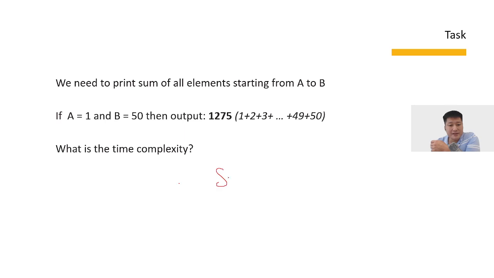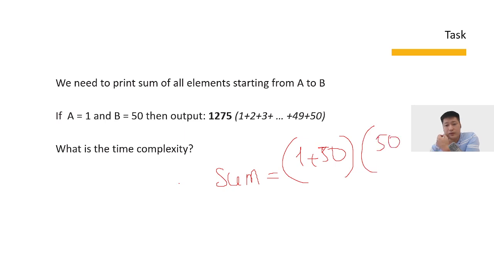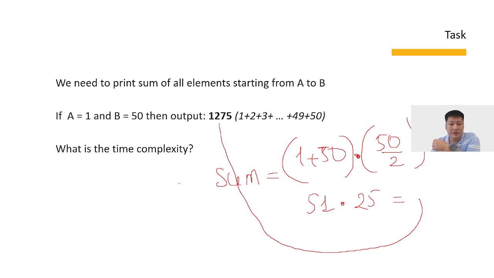A formula like this: let's say the sum from 1 to 50 is equal to 1 plus 50, multiplied by 50, divided by 2. So it's something like 51 multiplied by 25, okay? It should be the same number, the same number here.